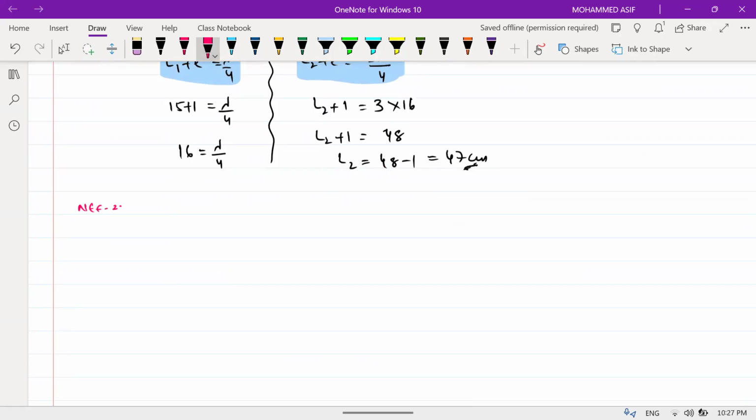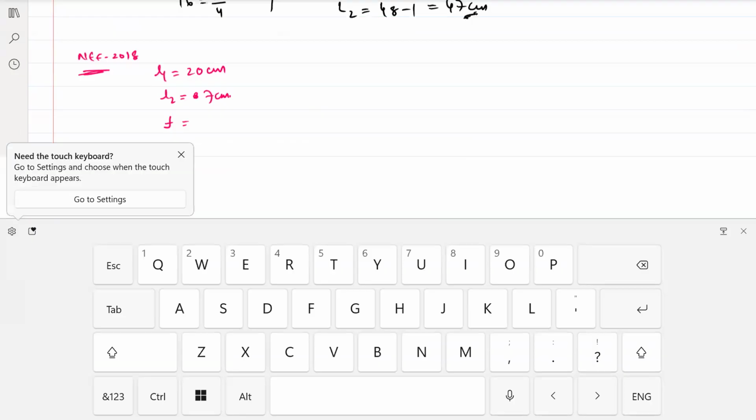This is the NEET 2018 question. He has given me the values of L1 and L2, beta. At room temperature, two successive resonances are being produced at L1 is equal to 20 centimeter and L2 is equal to 73 centimeter. If the frequency of the tuning fork, F, is given here as 320 hertz.